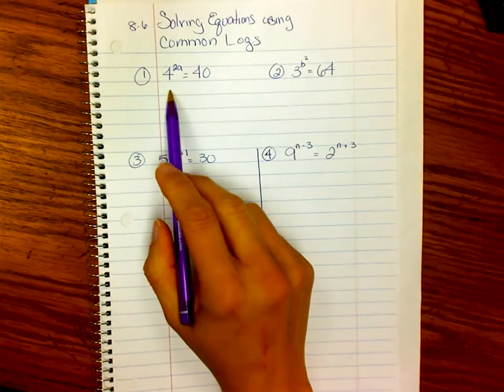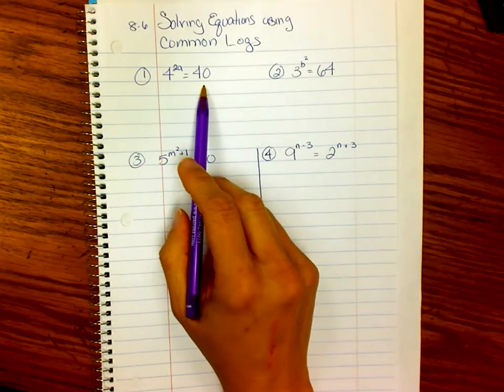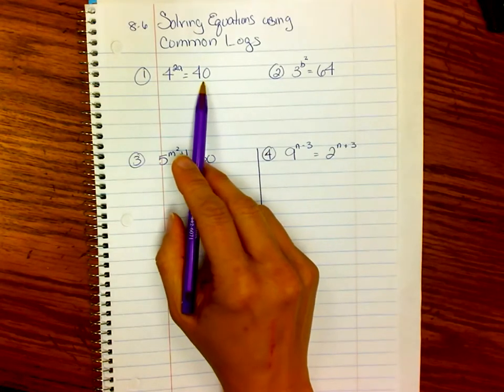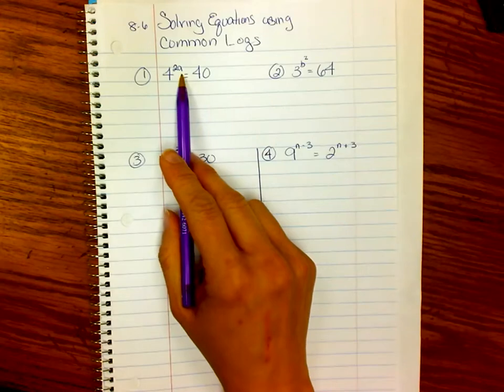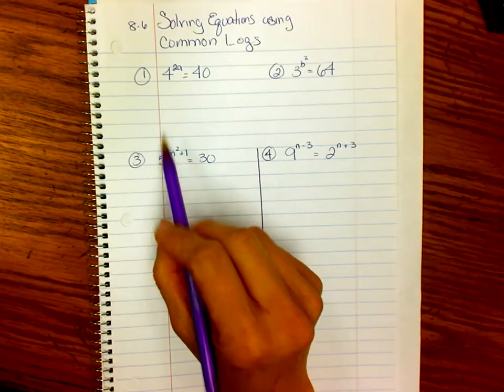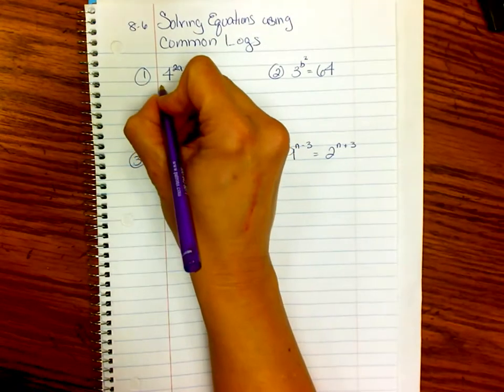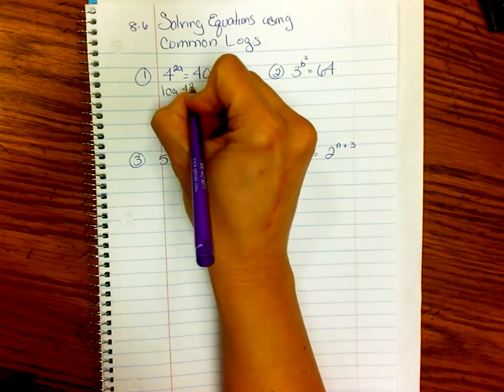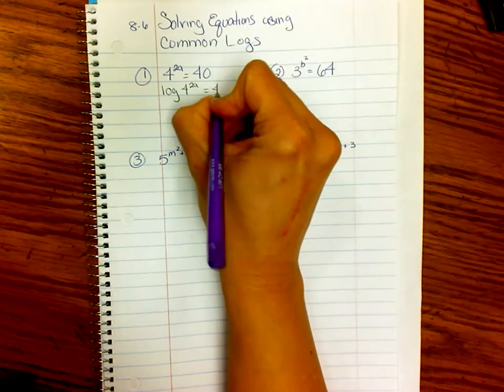So before, when you had equations like this, you just said, oh, 4 to what power equals 40? But you can't do that here, because 4 to some power, like an integer, doesn't work. So we know it's going to be a decimal. So we use common logs to help us with that. So just like you can add something to both sides of an equation or multiply both sides of an equation by something, you can take the log of both sides of an equation.